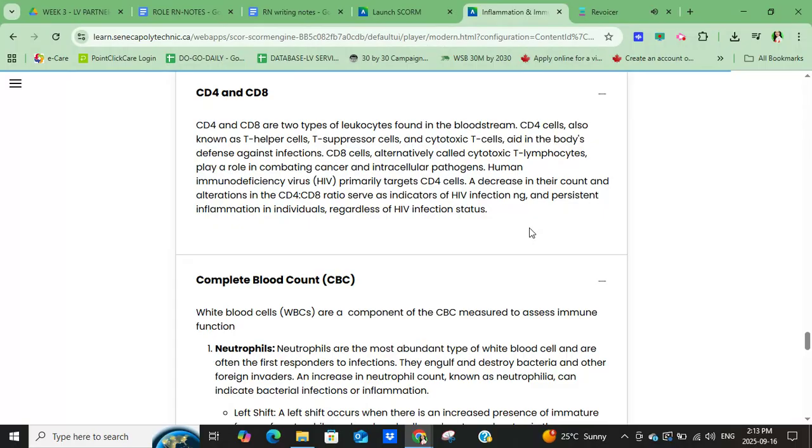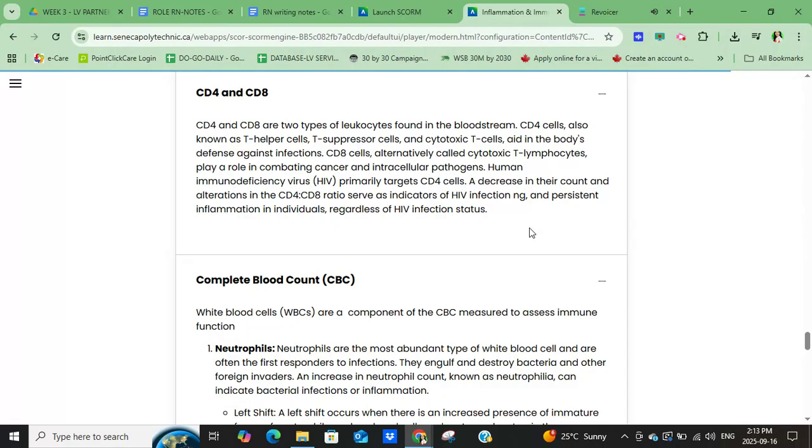Human immunodeficiency virus, HIV, primarily targets CD4 cells. A decrease in their count and alterations in the CD4-CD8 ratio serve as indicators of HIV infection and persistent inflammation in individuals, regardless of HIV infection status.